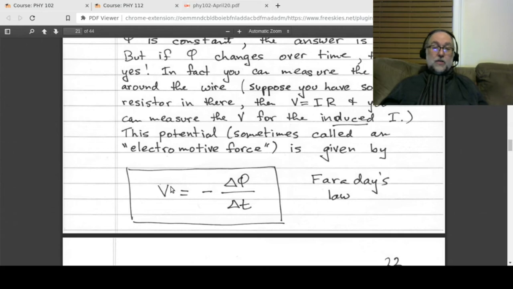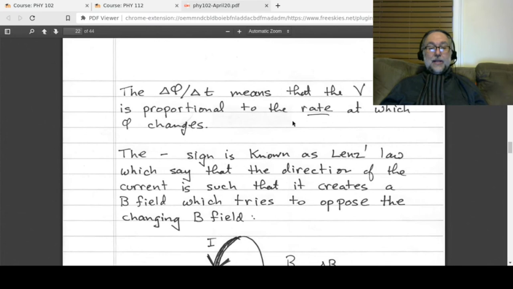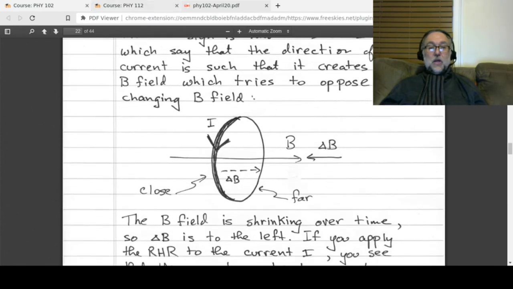is actually induced. So once again, a static magnetic field is not going to do anything. You actually have to have a changing magnetic field giving rise to a changing flux, and it's that changing flux which gives rise to a voltage, and the voltage will then create a current inside the wire. This is known as Faraday's law. You'll notice that there's a negative there, and that negative actually has to do with the direction, and it's known as Lenz's law.